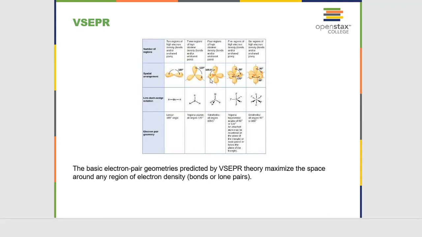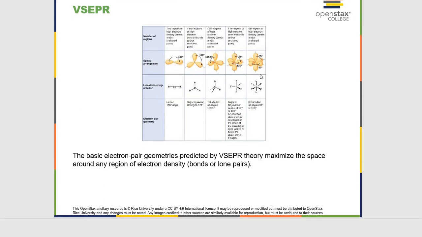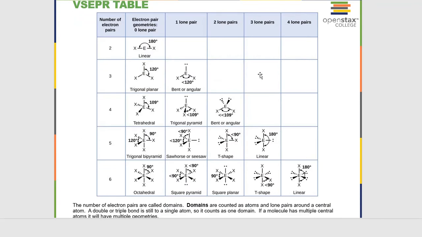So each of these arrangements has a name. In this case, if they're like this, we call that linear. If they're like this, we call it trigonal planar. Like this is tetrahedral, as I mentioned. This is trigonal bipyramidal, and this is called octahedral. And we're not going to use this particular table, but this gives us this nice spatial arrangement picture, so you can see it in three-dimensional space far better than I could draw it, and far better than it is on the next slide.